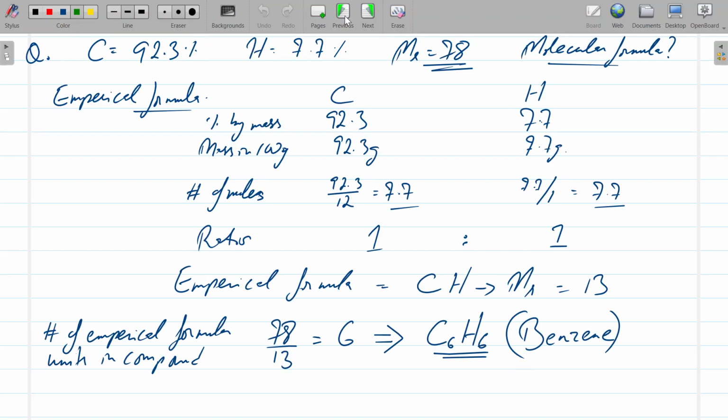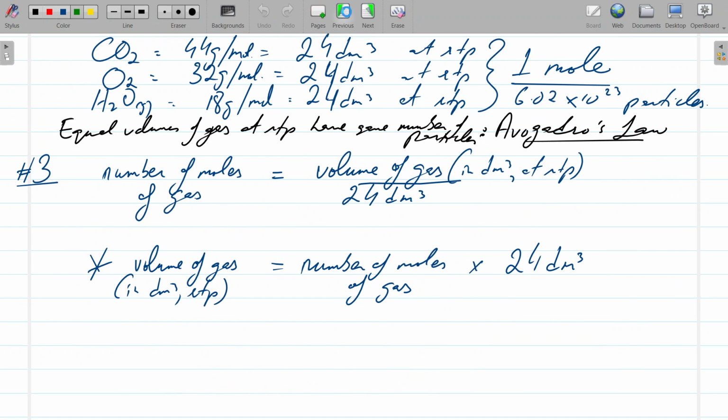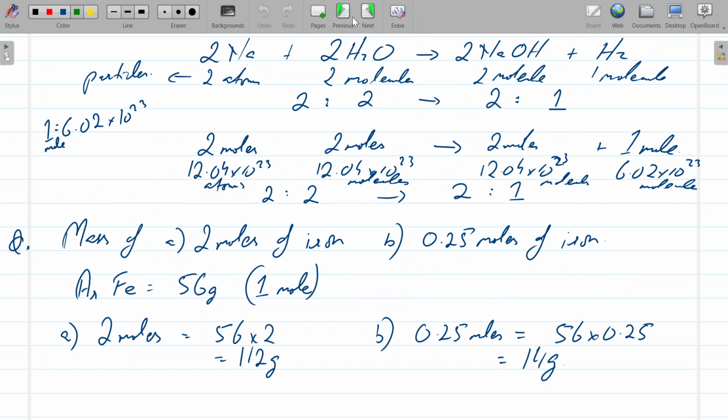But before we get into that, let's just quickly review the chapter and particularly all the formulas that we've come across, because we'll be needing all of them.